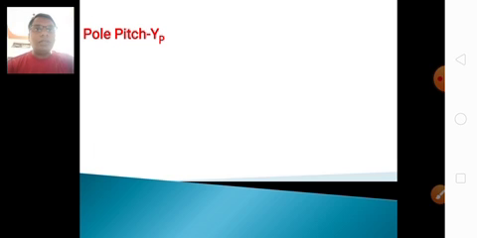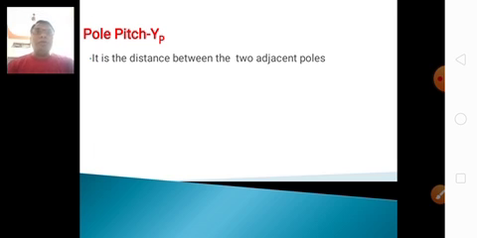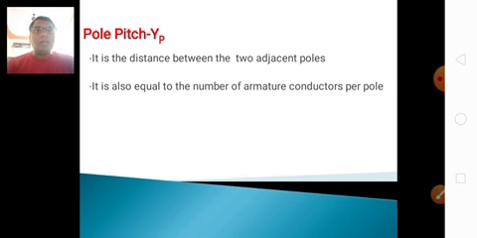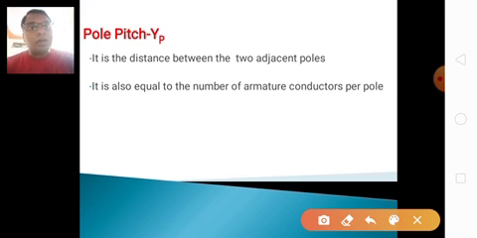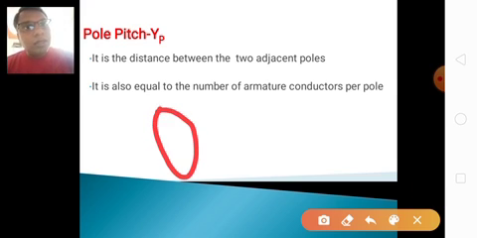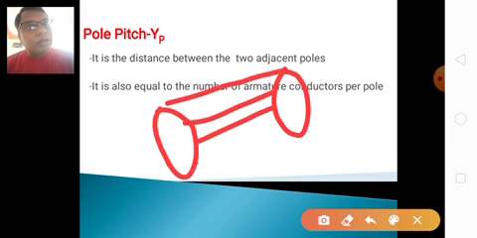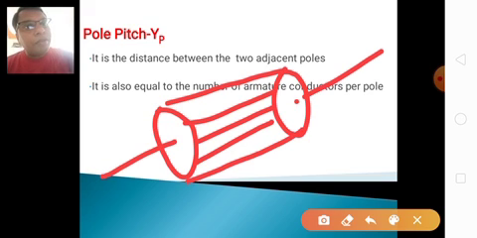See, the first one is pole pitch. Pole pitch is nothing but the distance between two adjacent poles. It also requires an equal number of armature conductor slots per pole. See here, this is the armature, these are the armature conductors, and this is the shaft. So, how many poles are there?